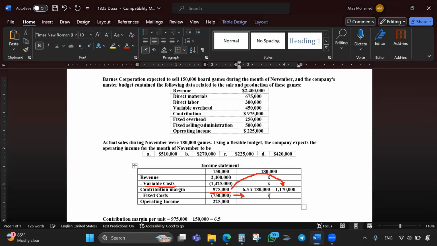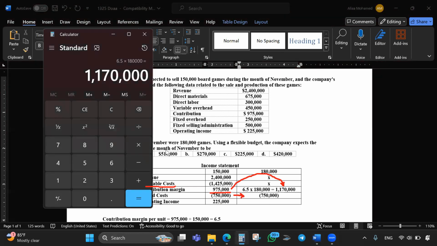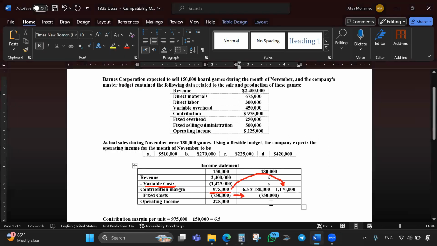So I'll write here 750,000 fixed cost subtracted from 1,170,000 will be 420,000. The new operating income will be 420,000, so the answer will be D.